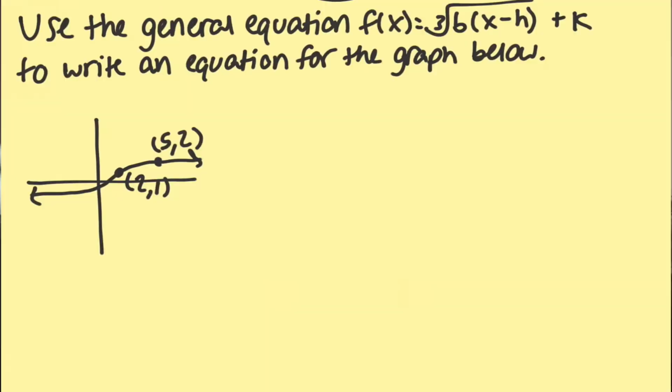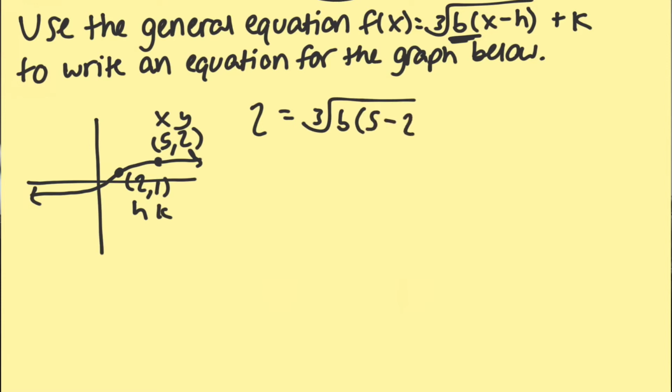x and y. Looking at this example, it's a very similar question, but notice we're solving for b. So we're solving for a horizontal stretch or shrink, but it's going to be the same process where this is (h, k) because it's our turning point, and this is (x, y). So f(x), or y, that's 2, equals the cube root of b, we don't know, times (x - h), 5 minus 2, and then plus k on the outside.